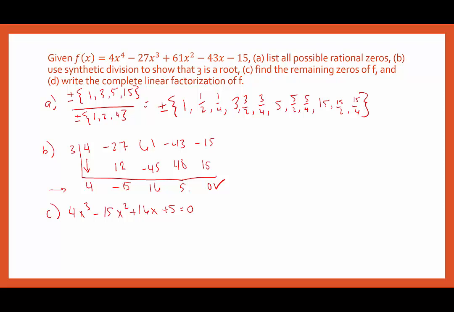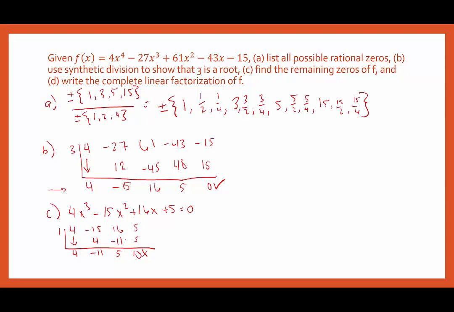And you can start this however your heart desires, whatever makes the most sense. So you can start with, let's say, just going down the board, we can try 1 and see if 1 works. We're going to plug 1 into what we just wrote in C. So we're going to use 4, negative 15, 16, 5. We bring down the 4, 4, negative 11. That's negative 11. 5. Oh, it looks so good, but that is a remainder of 10. So that means that 1 is not a rational zero of this function.